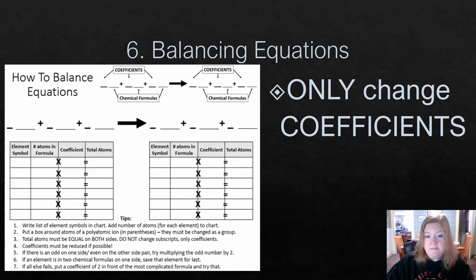Okay, balancing equations, big rule to remember, only change coefficients. You were given this guide indicating a good strategy is listing the elements, how many you have, what coefficients you're adding, okay? And the total atoms have to be the same on both sides, okay? You have to reduce the coefficients to the lowest whole numbers if possible. Remember, odd, even pairs are a good place to start. Putting a 2 in front of the most complicated looking formula is a good place to start. Don't start with single atoms, start with compounds, okay? So those are some good strategies.